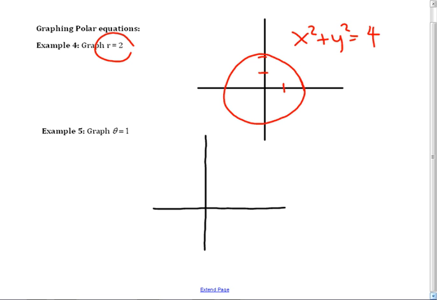I want to graph so that my angle is always equal to 1. The angle is equal to 1. Now these are always in radians. How many degrees is that? Bigger than 45, closer to 90? Let's see.